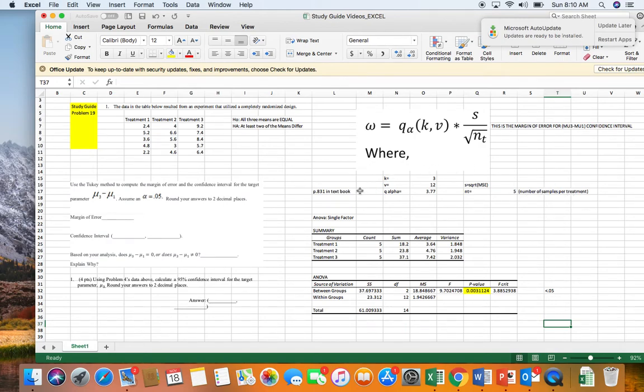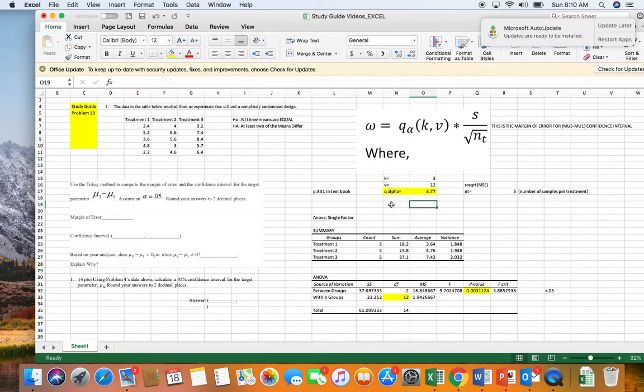So the first thing we're going to do is we're going to go to our textbook, and we know that we have 3 different treatments. V is the degree of freedom that corresponds to the MSE term. Okay, so K is 3, V is 12. From the book, we get Q alpha equals 3.77.